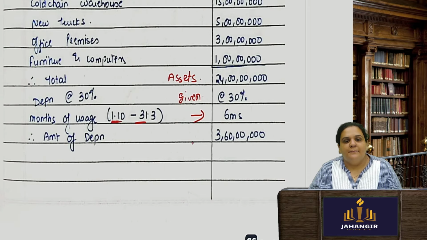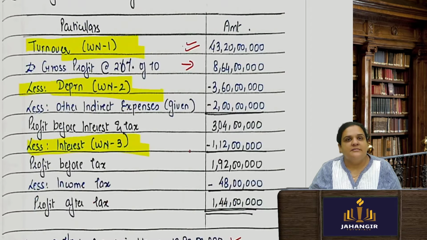Therefore, amount of depreciation will now be only 3 crore 60 lakhs, for 6 months only. Indirect expenses of 2 crores is given. Therefore, profit before interest and tax will be 3 crore 4 lakhs.